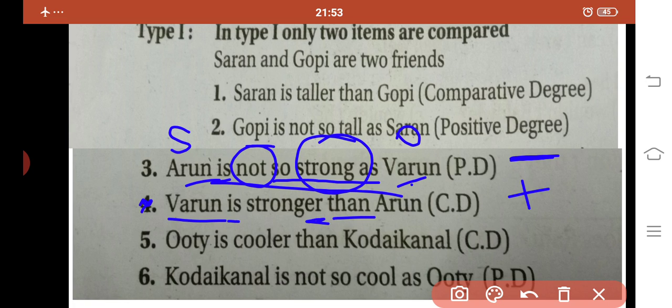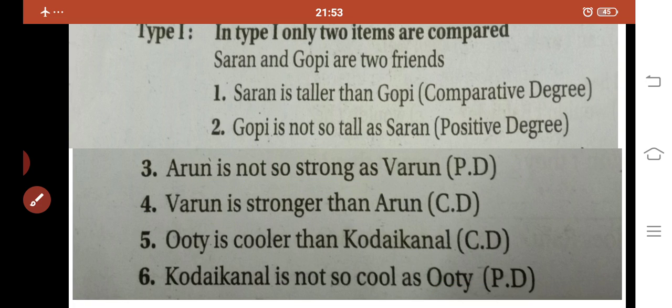One more sentence. Ooty is cooler than Kodaikanal. Here we are comparing two places, Ooty and Kodaikanal. Here the word cooler shows it is in comparative form, and it also has than. Then what we have to check is whether the sentence is affirmative or negative.